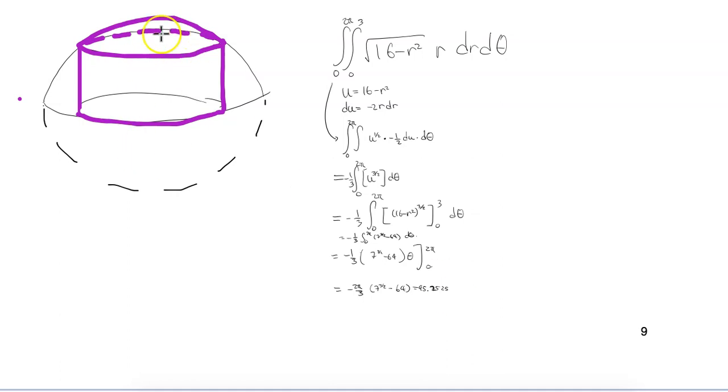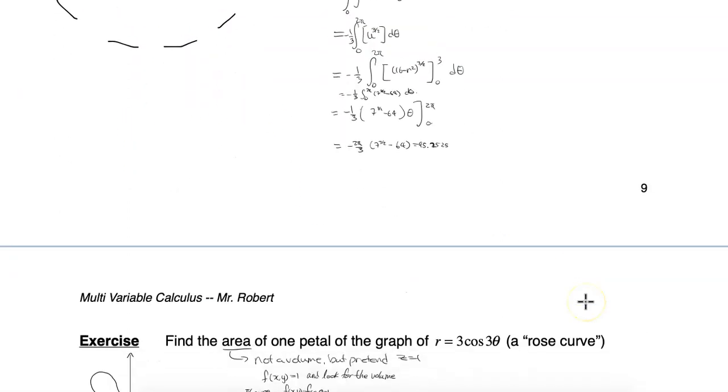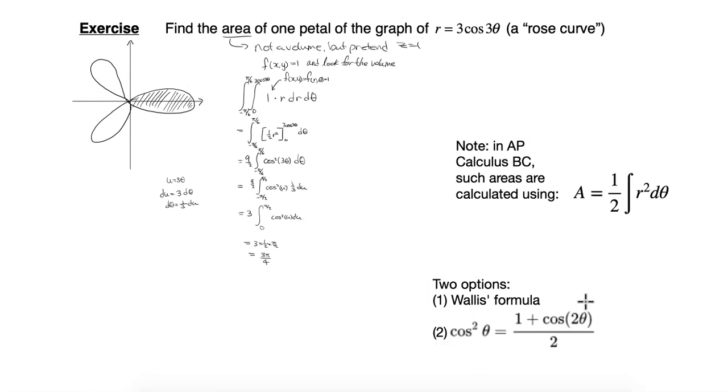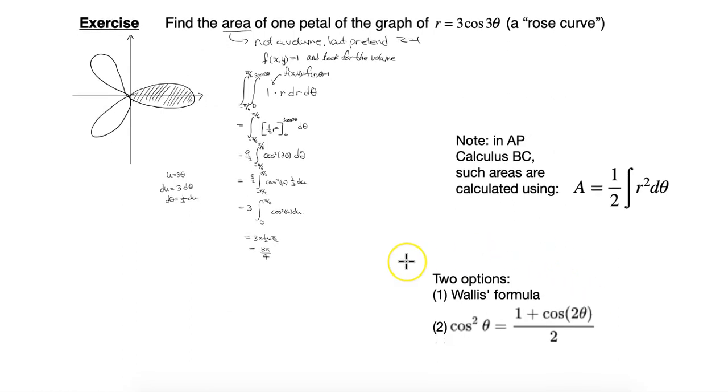That's the volume of the purple region there. Last example in this section, something that you will recognize from AP Calculus BC. Find the area of one petal of the graph of r equals 3 cosine 3 theta.